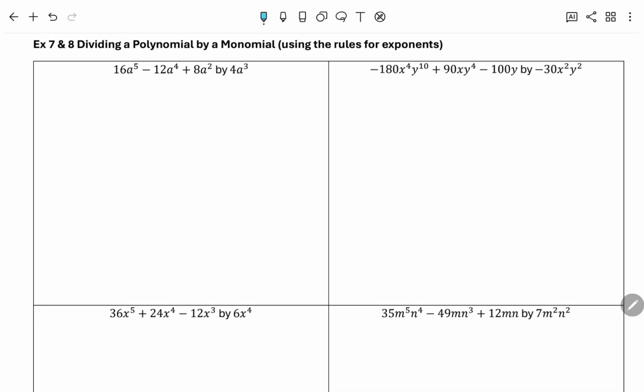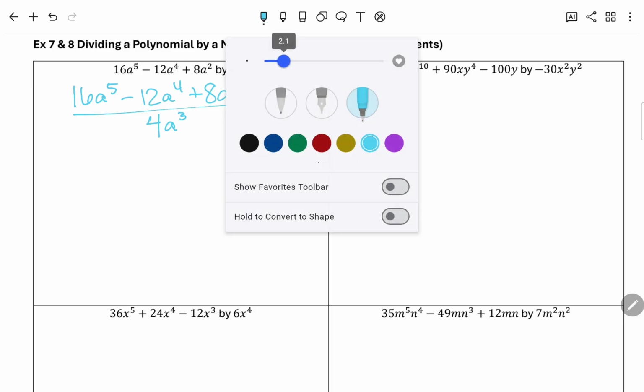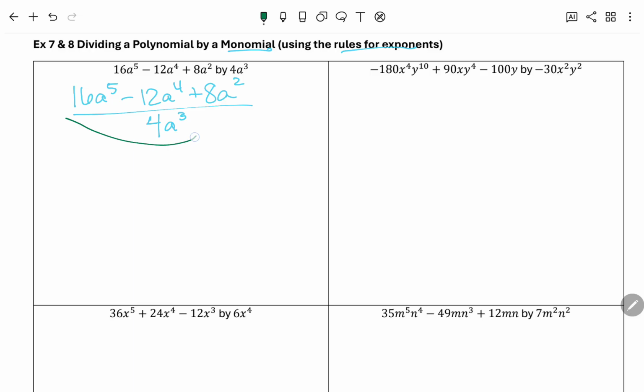And finally, dividing a polynomial. So the first part we're going to do is dividing a polynomial by a monomial, and that's simply just using your exponent rules. So what I want you to do is think about it. 16a to the 5th minus 12a to the 4th plus 8a squared. You are dividing by 4a cubed. So this 4a cubed is dividing all of these three terms. If it helps you to think about, sometimes I draw this. First, we have to do this division problem. That's going to be 16 divided by 4.